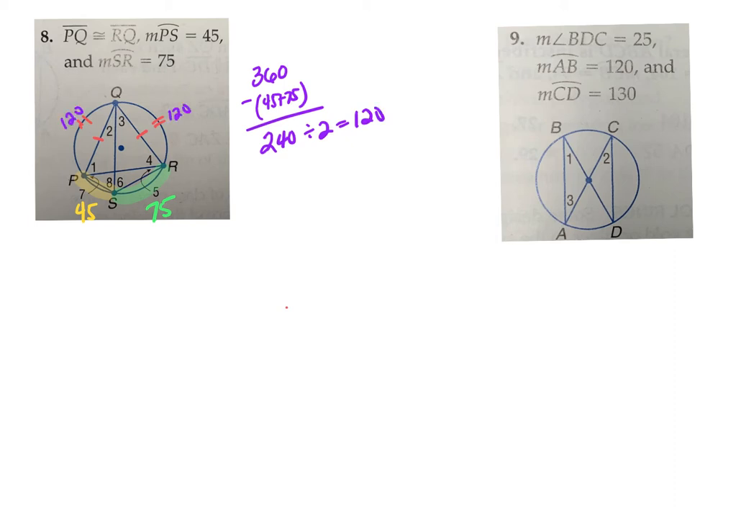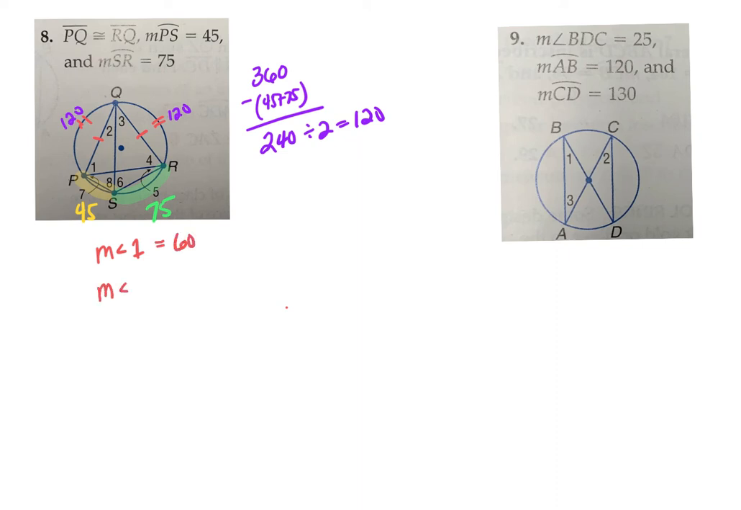I got that. So let's go through the angles. They want all angles. Measure of angle 1. The measure of angle 1 cuts which arc? QR. So this should be half of my QR, right? So that should be 60.